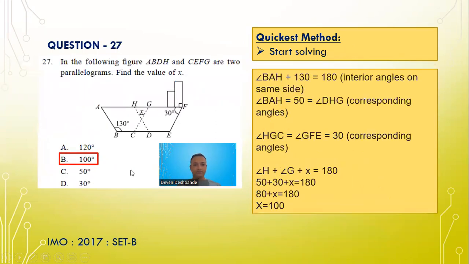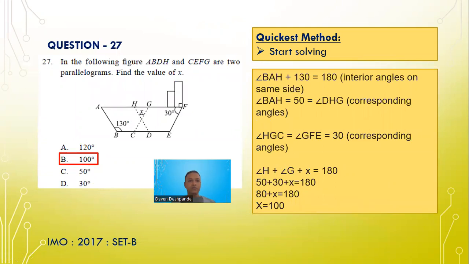Okay, next one. In the following figure, ABDH and CEFG are two parallelograms. Find the value of x. Okay, start solving. Again, this is not a difficult one. So angle BAH plus 130 is 180 because they are interior angles on the same side, 130 and this angle.